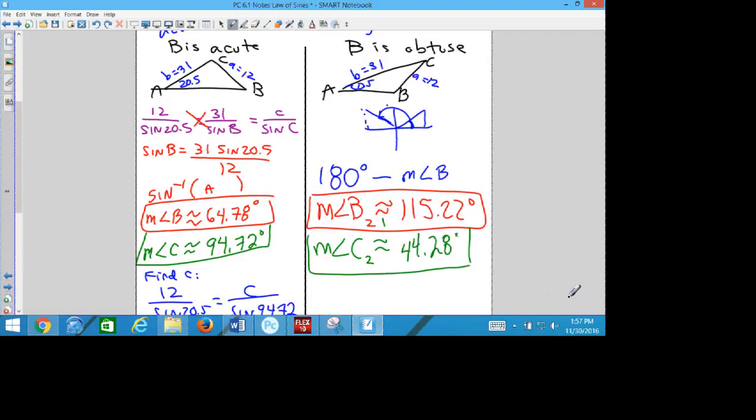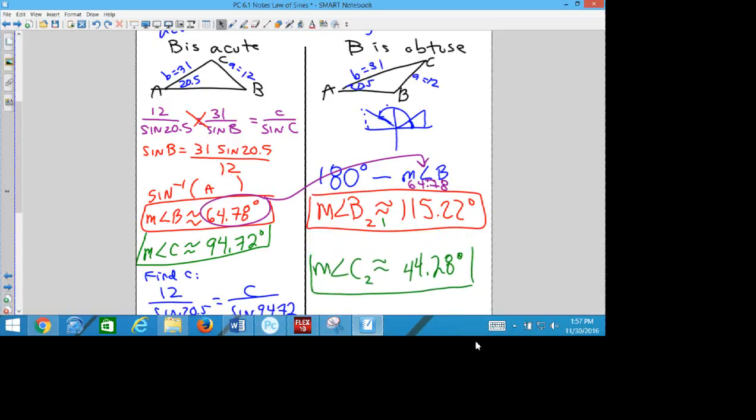Were you using the original one when you subtracted it? For this one? No, I'm going to use B2. Oh, yeah, that one came from the original angle B. So 180 minus angle B2 minus the angle A is C2. Yeah, we took 180 degrees, we subtracted off that 20.5, the original A, and then we subtracted off our new B. That's how we got our new C.